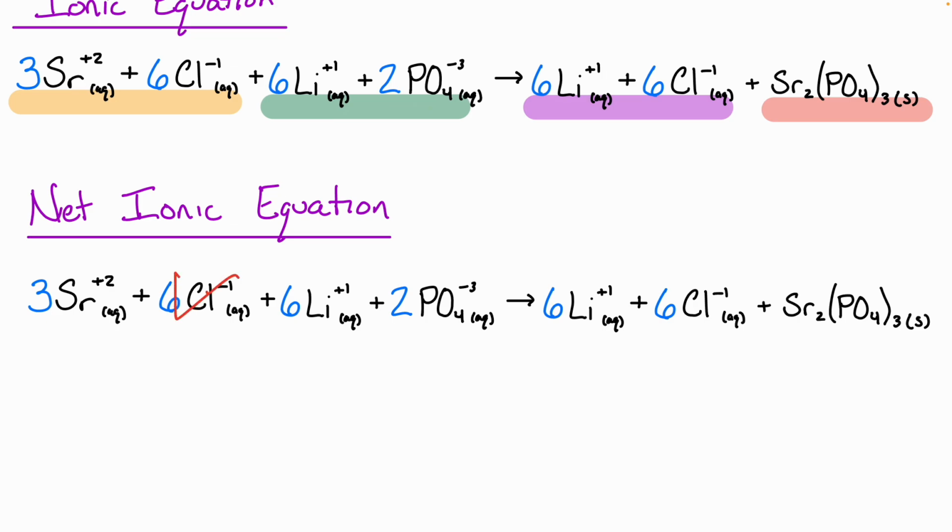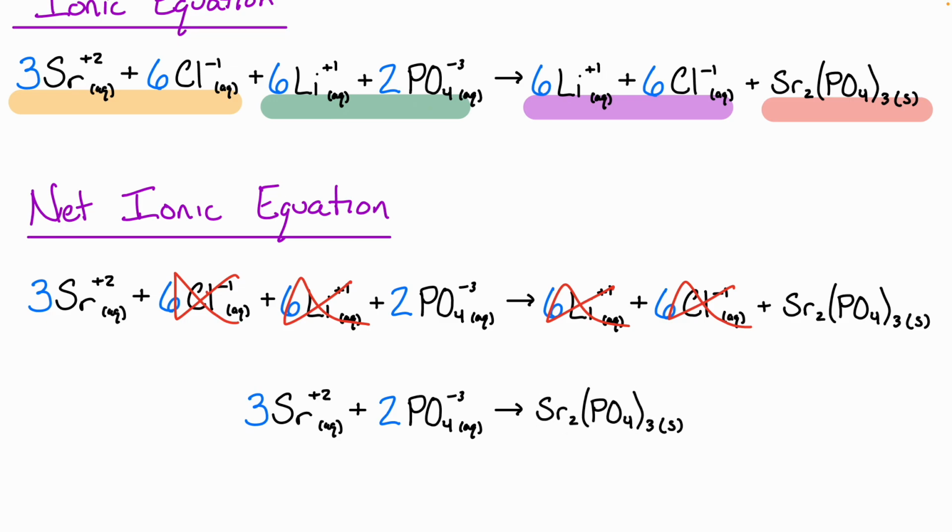My chlorides will cancel out. I got 6 Cl⁻ (aq), 6 Cl⁻ (aq). What else? The lithiums. 6 Li⁺ (aq). So my net ionic equation here are these 3 strontium ions plus these 2 phosphate ions to give me my solid strontium phosphate. That's my net ionic equation.